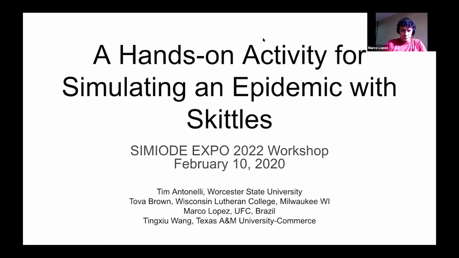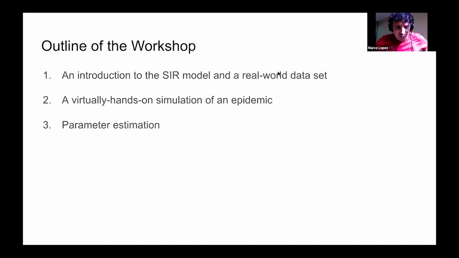All right, so first, can you go to the next slide, Tim? I think you're controlling the slides, right? Basically, we're going to split this into 3 parts. I'll give a brief introduction into the SIR model, talk about a small real-world scenario, and then we'll move on to the hands-on simulation or activity with the actual Skittles, and then the third part will be parameter estimation to feed our model.